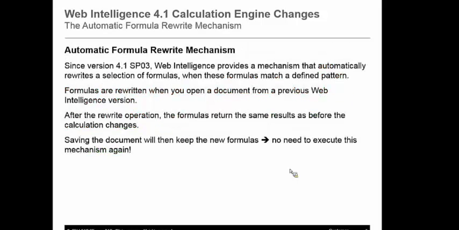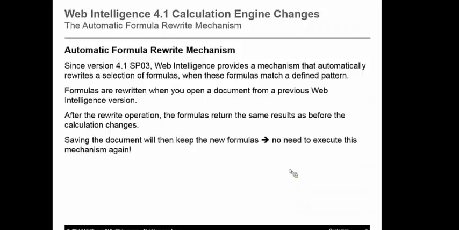So as I mentioned at the beginning of this presentation, in 4.1 SP3, we have implemented an automatic formula rewrite mechanism in WebI when we import a document from a previous version of WebI. What this mechanism does is that it first checks the version of the document which is imported in WebI, because it doesn't run on every older version, but on very specific versions.